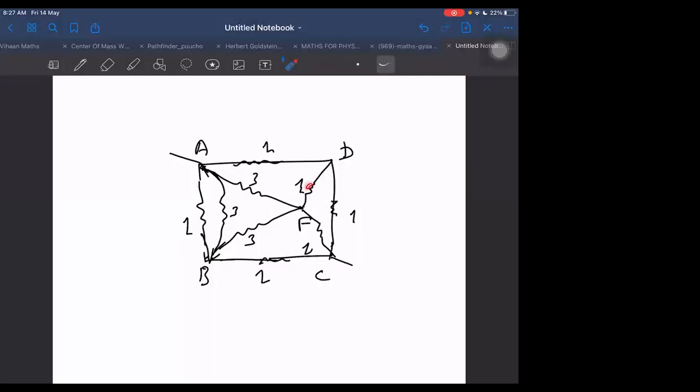Here I'm not able to do anything now. What to do in this? This star I can convert into delta. I think this star maybe. If I do that, then again it is not helping much. It is not of that much help as I had expected it to be.